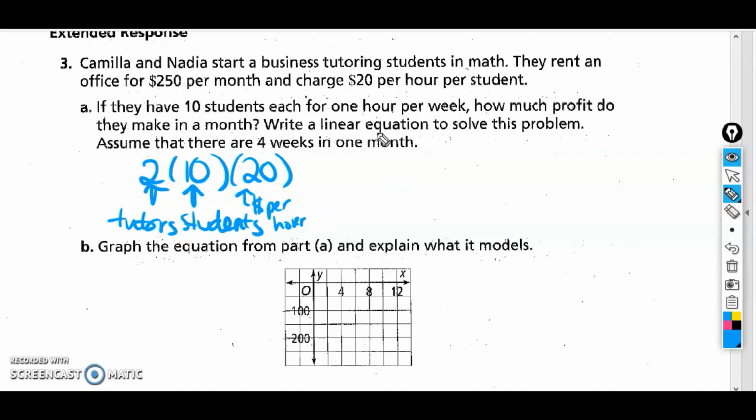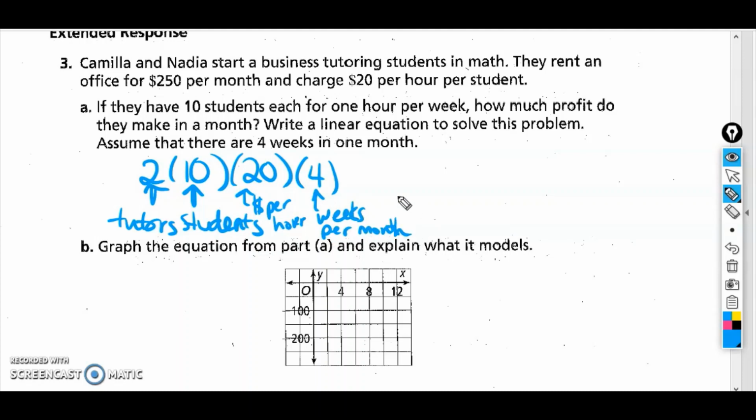And it says 1 hour per week, so I'm just going to assume that there's times 1. And then I know that I need to do 4 weeks, because we're going to say that there's 4 weeks in 1 month. And they want to know how much profit do we make per month. So times 4. So this is weeks per month.